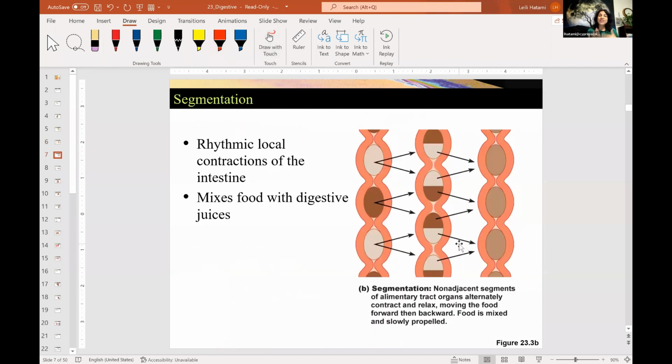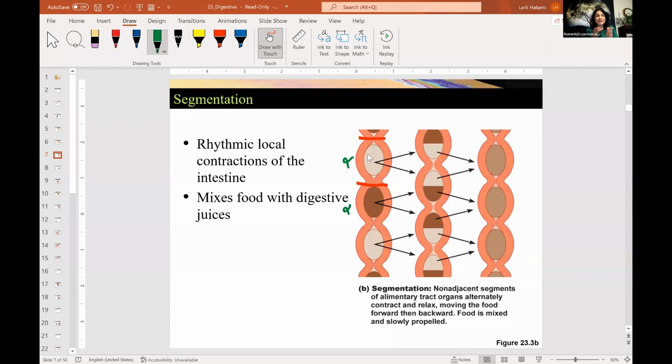But look here, we have another type of motility, segmentation, which can push the food forward, but very slowly, but it's very important in mechanical digestion. Because as you can see, here we have the contraction, relaxation, and contraction. So we have contraction of non-adjacent segments and relaxation of non-adjacent segments. So here you can see this region, which was contracted, now it's relaxed. And then this segment, which was relaxed, is now contracted.